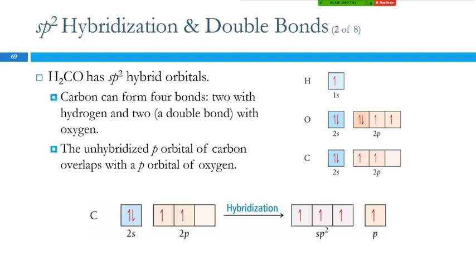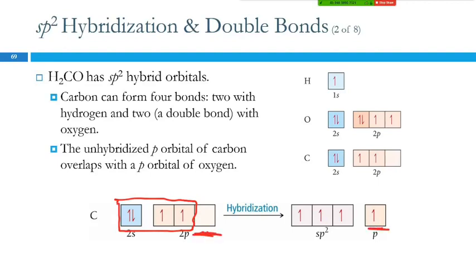The sp2 hybridization enables the forming of double bonds. And so here we're going to look at H2CO. This has sp2 hybrid orbitals. So the carbon, here's its unhybridized orbital diagram, and here's the hybridized orbital diagram. So it's going to put these 3 together and hybridize them, and this one's going to remain unhybridized.